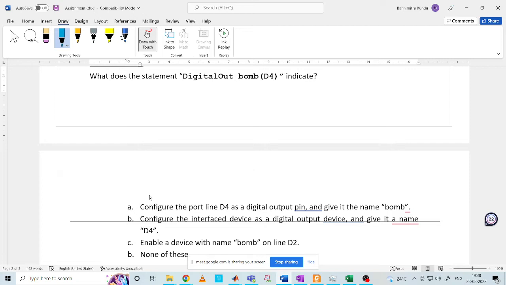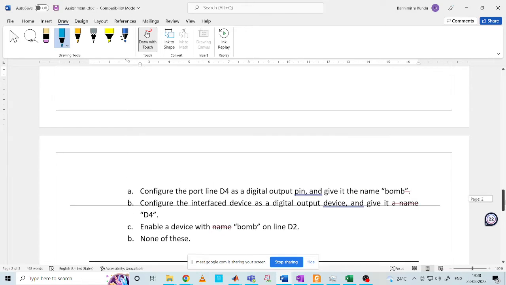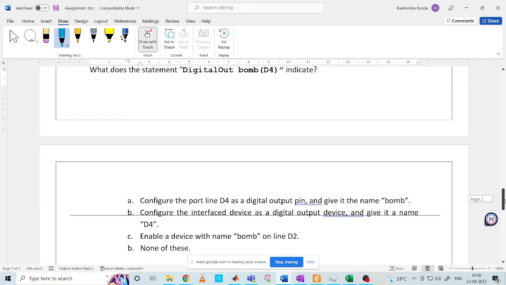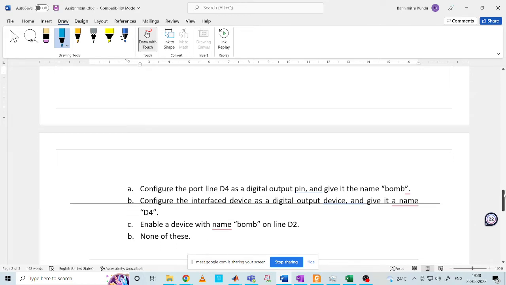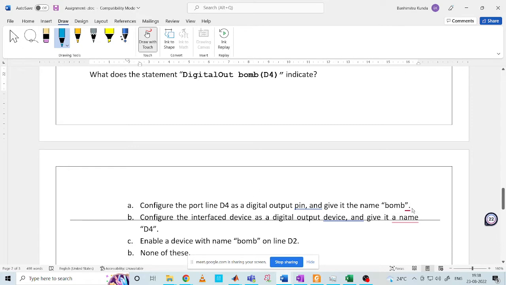Because this is an Arduino, no sir? Digital out. This can be in STM also, I guess, because they all follow the same nomenclature. Because see, you cannot give it a name D4. Option B says give it a name D4, so it cannot be. I believe it's option A, because you are configuring the D4 line as a digital output pin and then you are giving it a name which is called bomb. So keep this in mind.